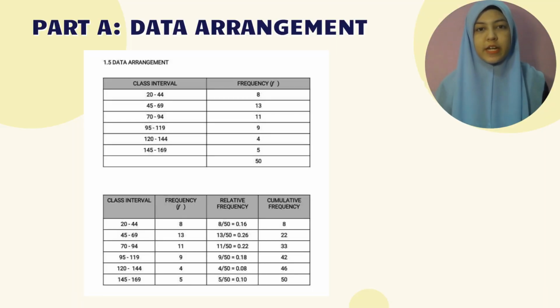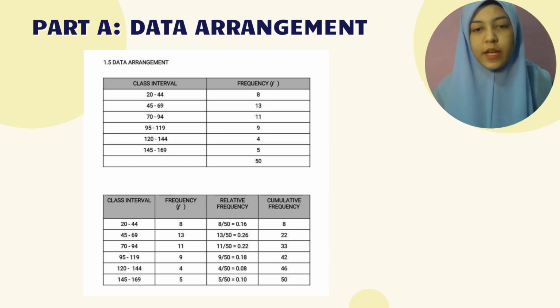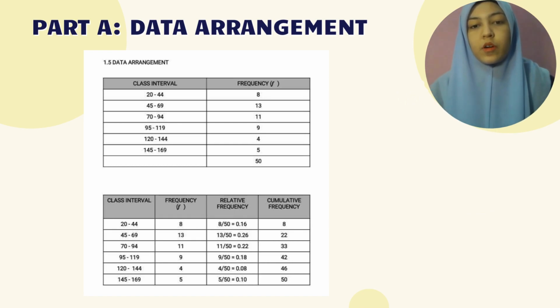Okay, for data arrangement, we have class interval and frequency. For 20 to 44, we get the answer of frequency, then 8. For class interval number 2, 44 to 69, we have 13.